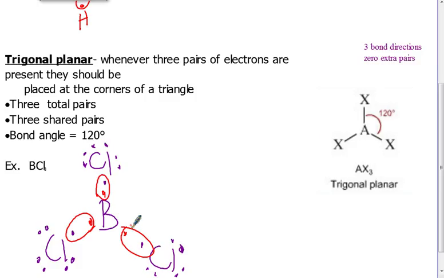1, 2, 3. And then you put the extra pair, the atoms on. Triangle?